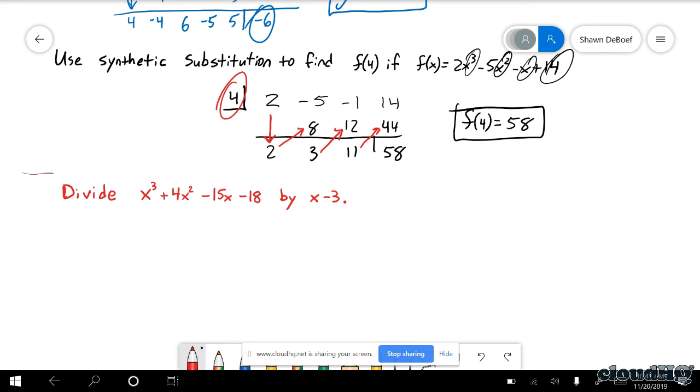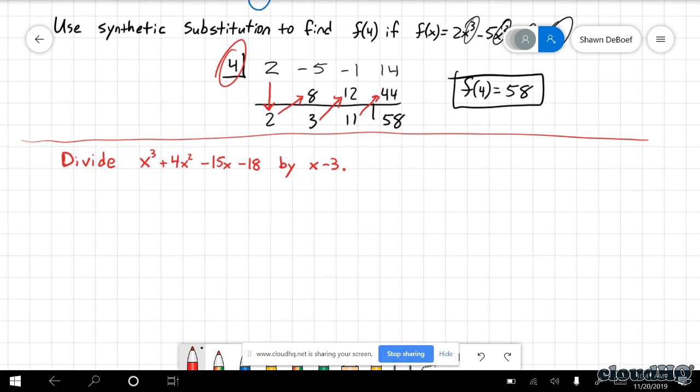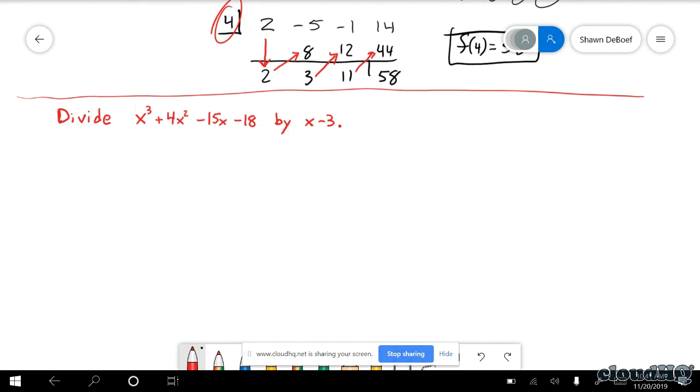Let's switch gears now. Enough of the remainder theorem. We're going to go into a division problem. Can I use synthetic division on this problem? I can. A reminder.